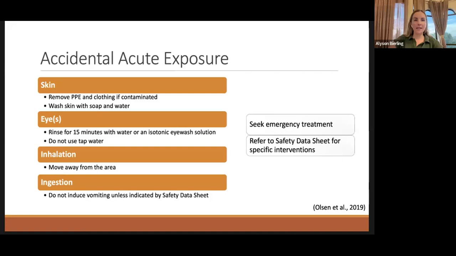And then if you have accidentally ingested a hazardous drug, which hopefully will not happen, it's best to not induce vomiting. That might be an intuitive thing to do, but it's best to not induce vomiting unless for that specific agent it is indicated. And then, of course, for cases of inhalation and ingestion and even eye exposure, we want to be seeking emergency treatment.